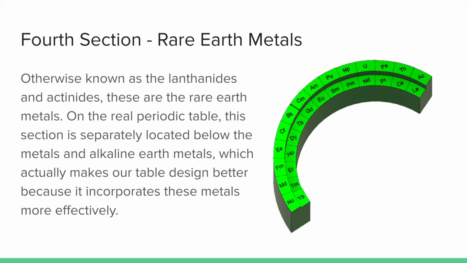Now for the 4th and final section, otherwise known as lanthanides and actinides. These are the rare earth metals. On the real periodic table, this section is separately located below the metals and alkali earth metals, which actually makes our design better because it much more effectively incorporates these metals into the periodic table, instead of just separating and sectioning these off below the periodic table.